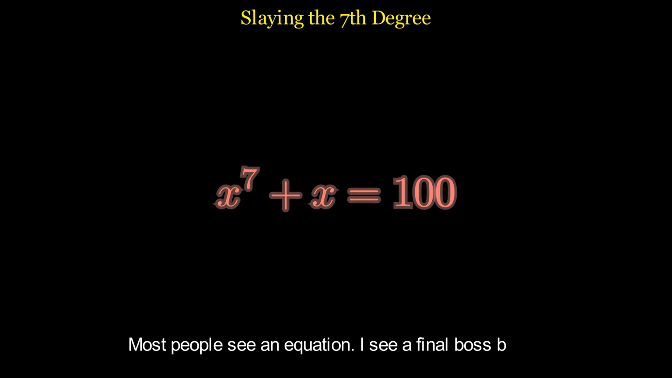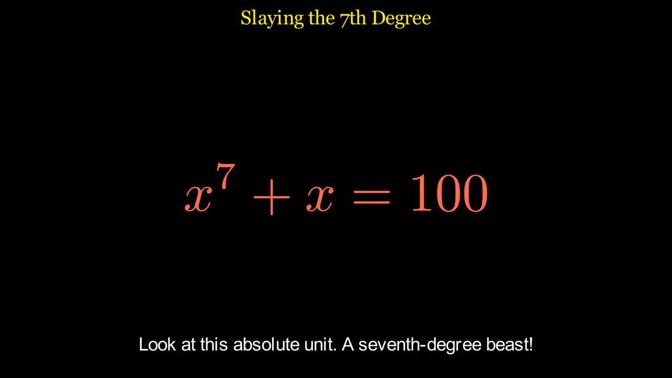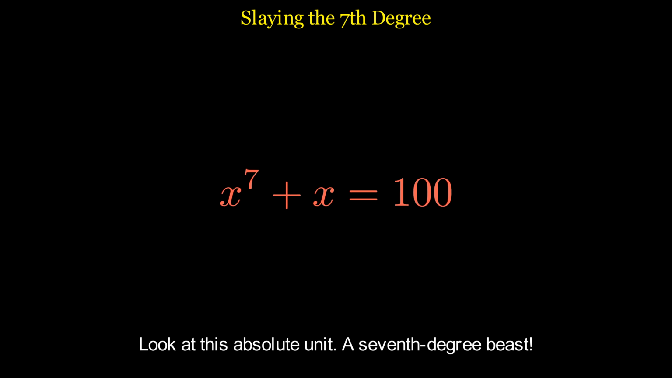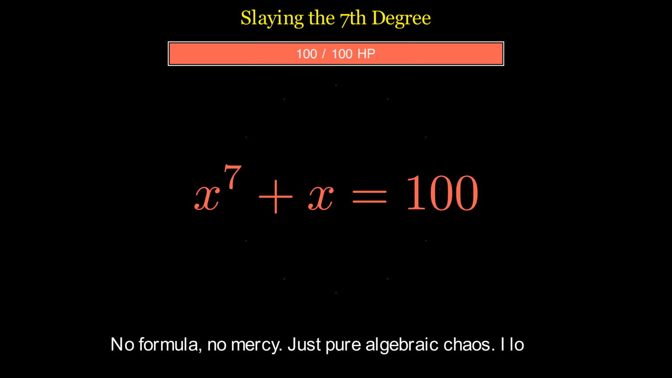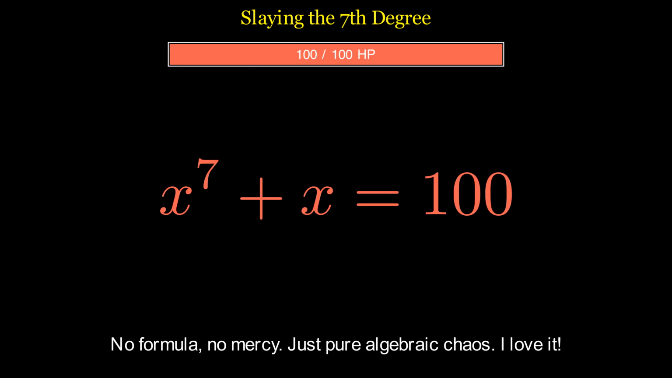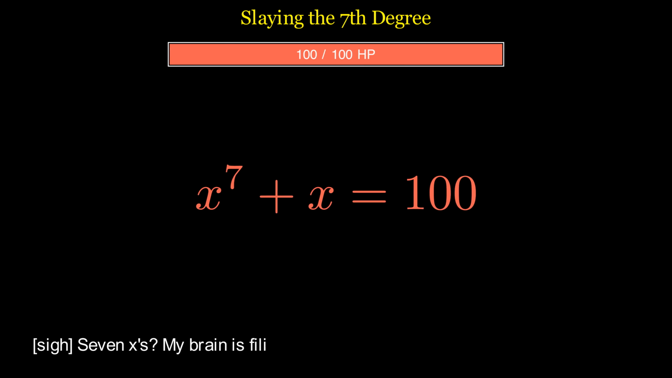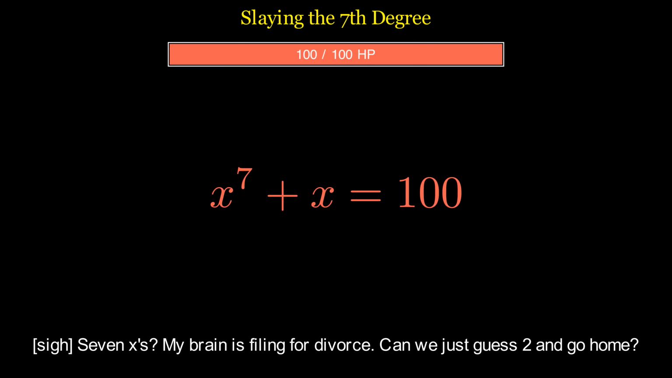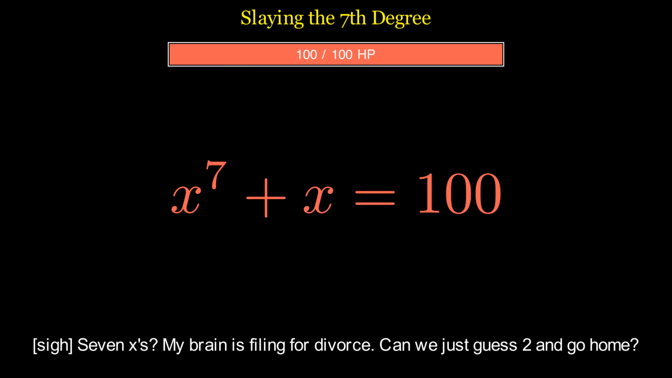Most people see an equation. I see a final boss battle. Look at this absolute unit. A 7th degree beast. No formula, no mercy. Just pure algebraic chaos. I love it. 7 x's? My brain is filing for divorce. Can we just guess 2 and go home?